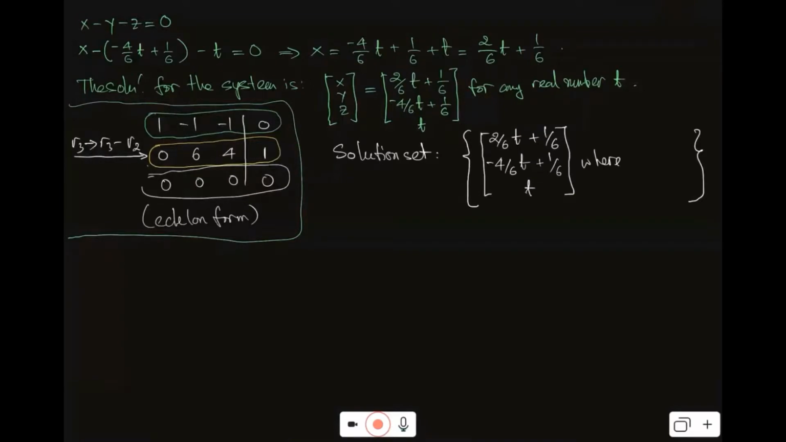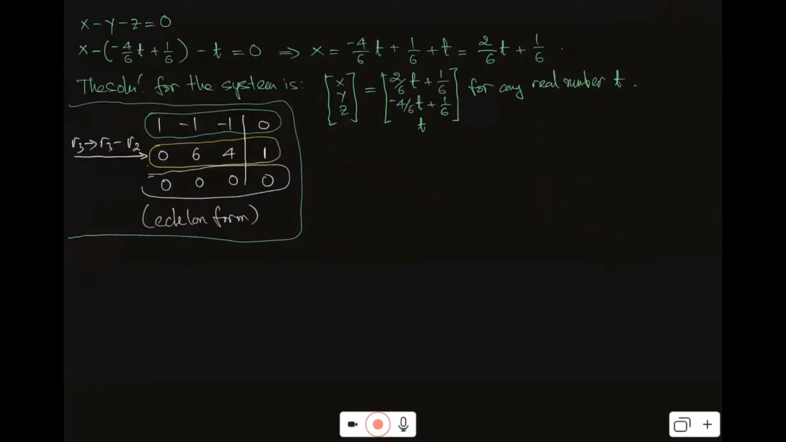And then you say where t is a real number. So this is the solution set. This is a set. That is the set of all solutions. This solution, if you do some further examination on it, you actually can split it into the sum of 2 matrices.